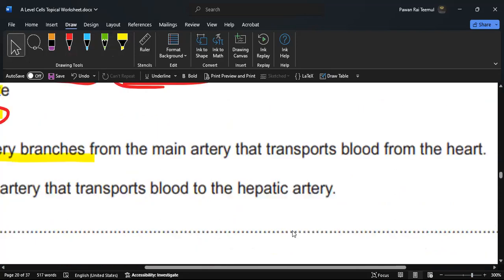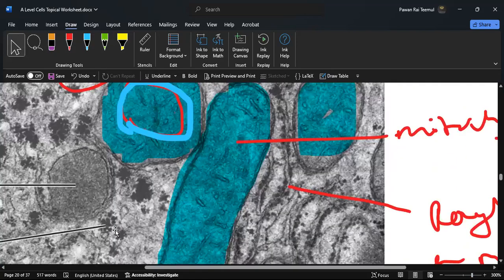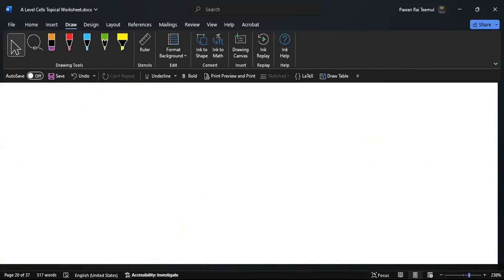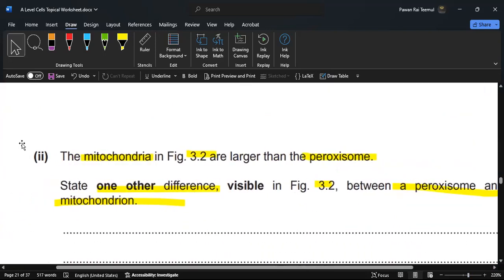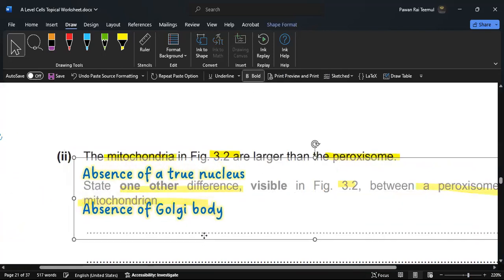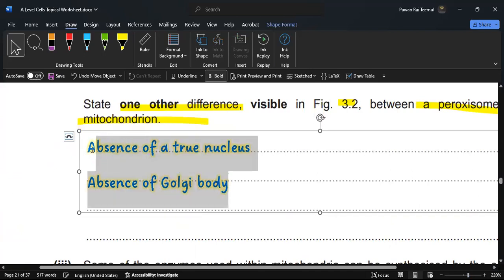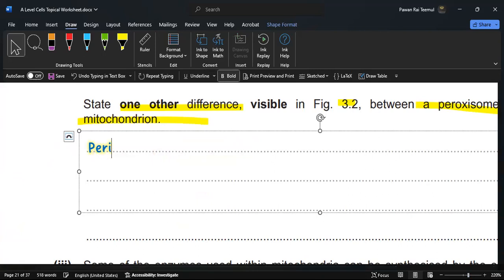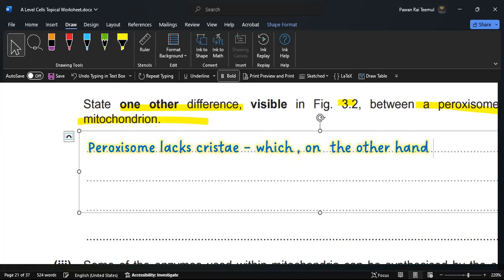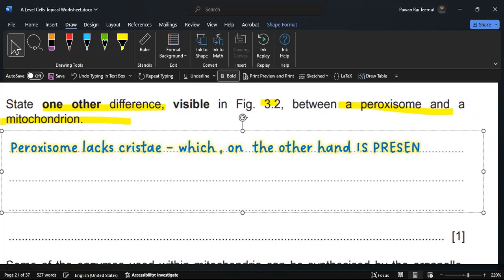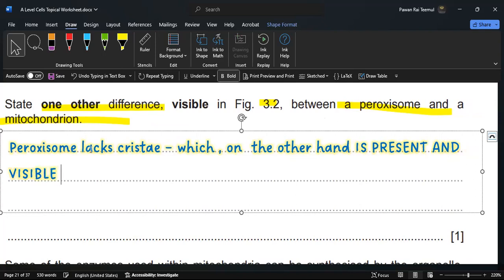Apart from that, it does seem to be more regular and spherical as compared to our mitochondrion. But it says state one other, so the thing that seems the most relevant is what you put as your answer. So I'm going to say a peroxisome lacks cristae, which on the other hand is present and visible in the mitochondria.